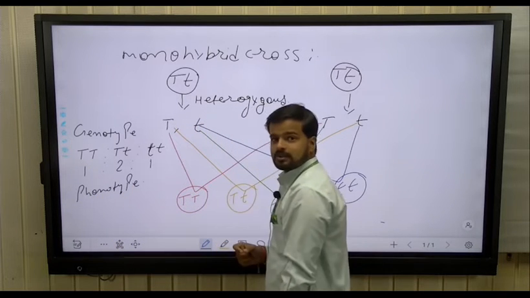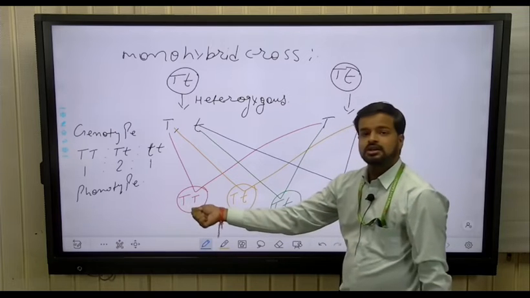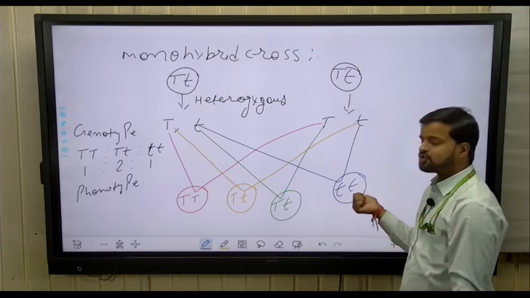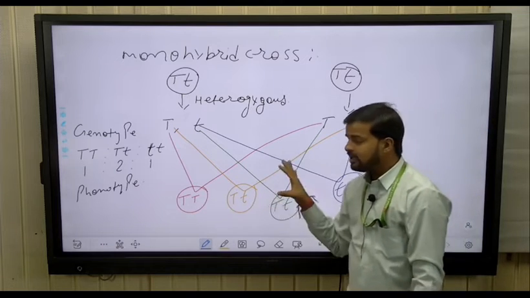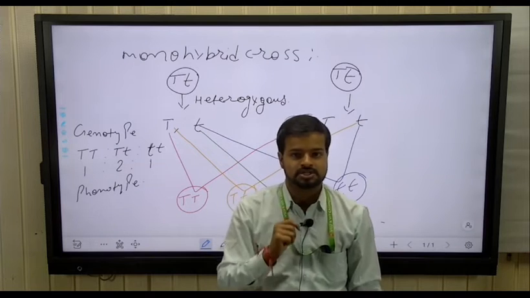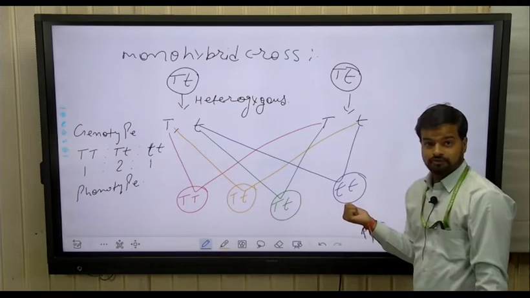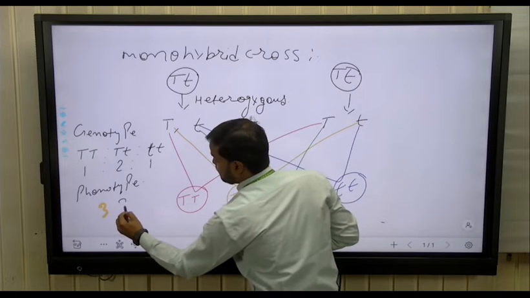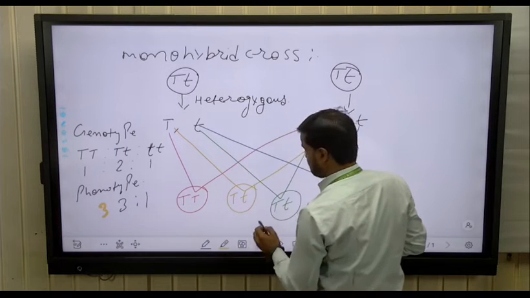Another is the phenotypic ratio. And phenotype is what? This is showing tall characteristics. One is tall, and another is small. That means we obtain 3 plants showing tall characteristics in the F2 generation, and one is dwarf. Clear? The overall phenotypic ratio is 3:1.